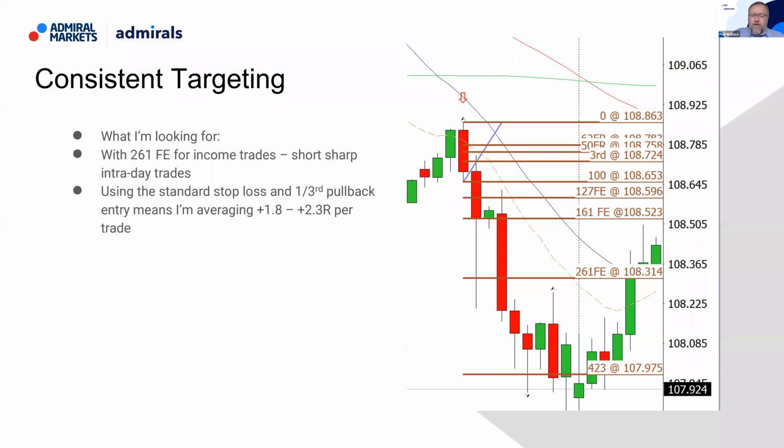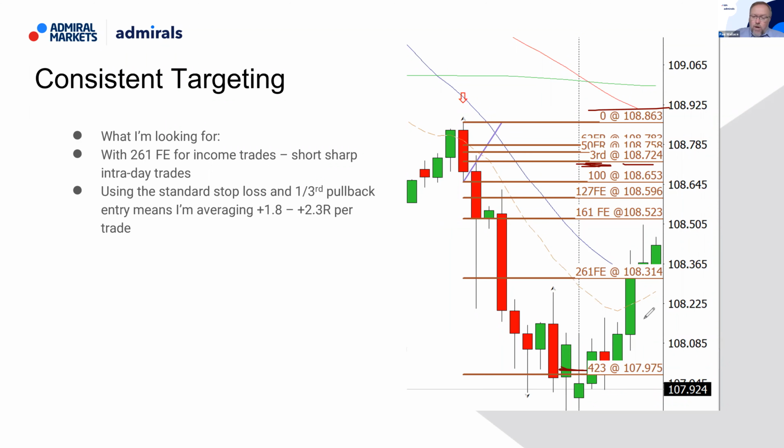So as I said, I tend to use the 261 fib extension for my income trade, so that's intraday trading. We're using the standard stop loss, and that third pullback. And probably you can see what I showed you a little bit earlier, how you can amend the settings in the Fibonacci tool on MetaTrader to write out the levels you need. You can probably see already I have it in there as a third. So I know the level, I know where my stop's going to be, and I think this was a swing trade. I know where my target is going to be as well.